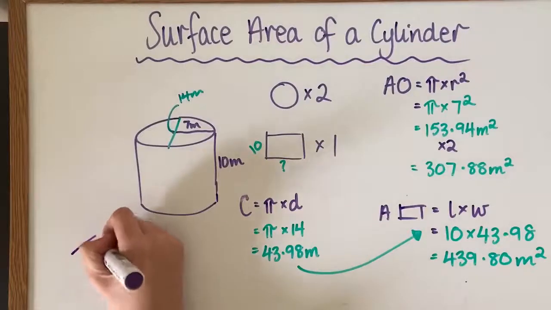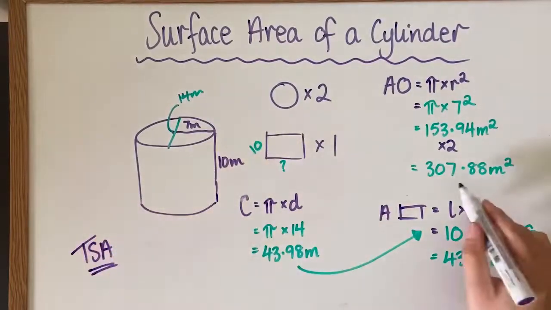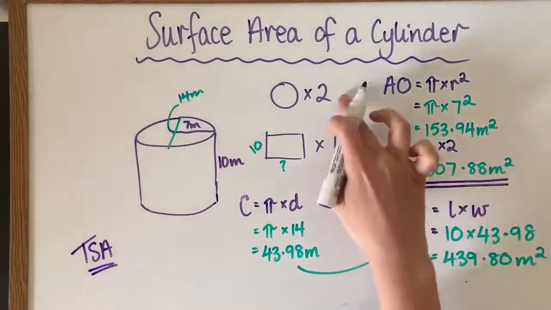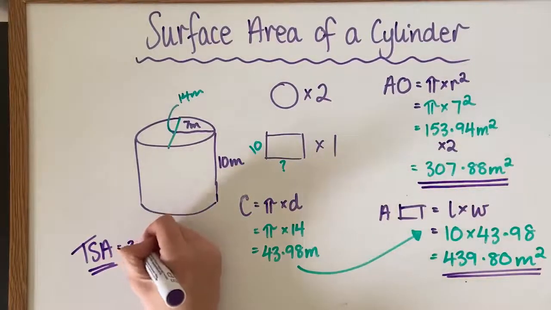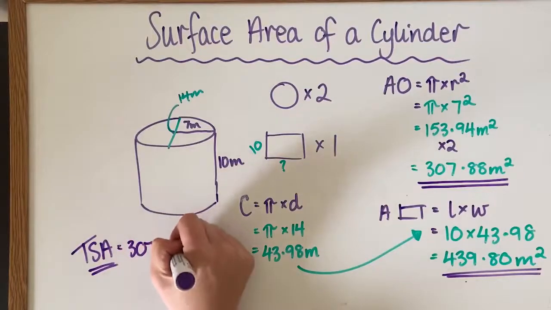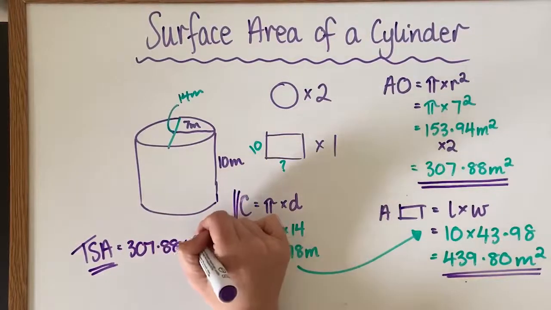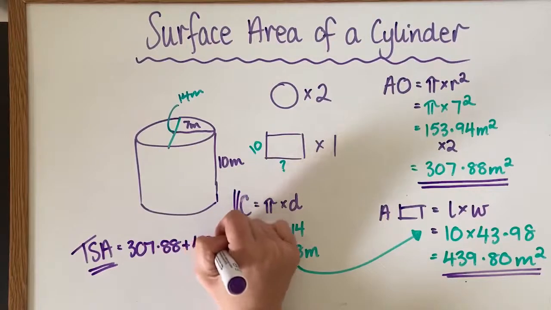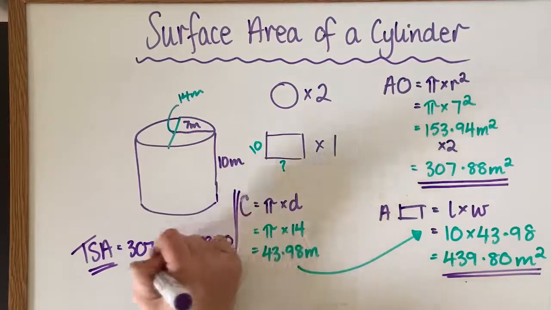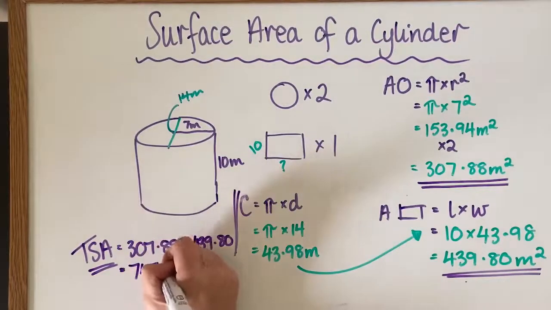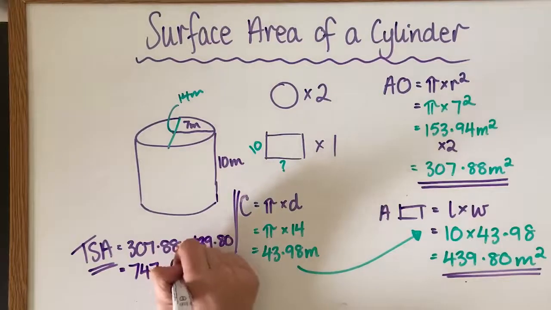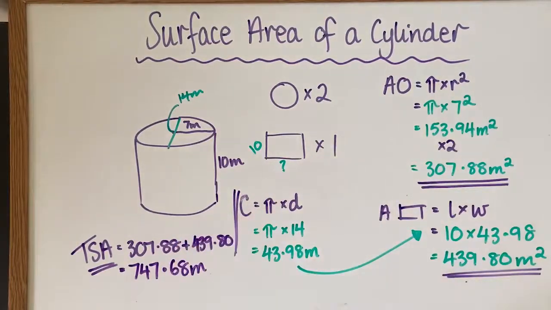So to find the total surface area, what we need to do is we need the area of both circles and the area of the rectangle. So it's going to be 307.88 plus 439.80. I'm going to do that on my calculator. 747.68 meters squared.